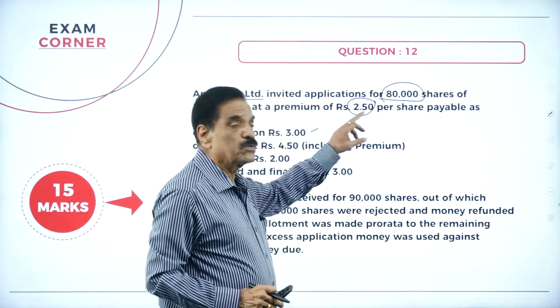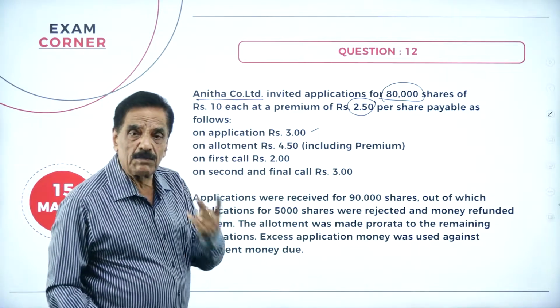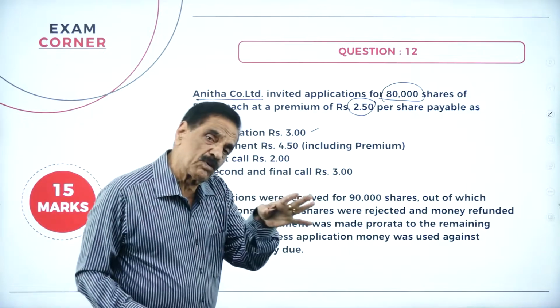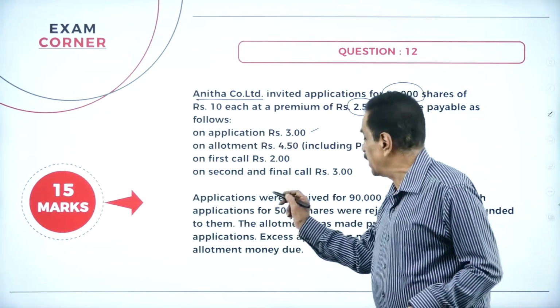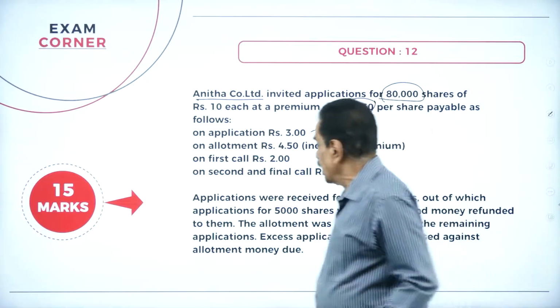If the premium is 2 rupees 50 paisa, the real value becomes 2 rupees. Totally, it is 4 rupees 50 paisa. Then he has to pay on the first call. Then he has to pay on the second and final call.